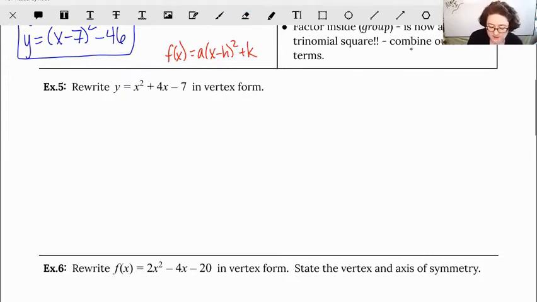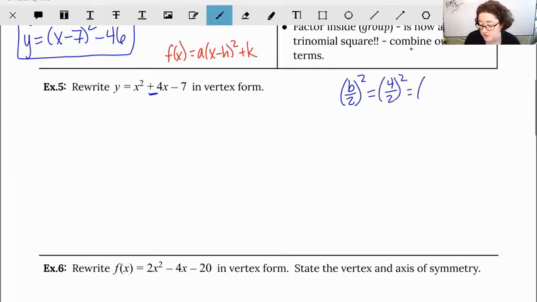I do, however, need to look at that b term, and I'm going to have to calculate b over 2 squared. I always write this off in my margin because I don't want to forget what those values are, and I want to make sure if there are any negative signs that I'm dealing with those appropriately. So our b term for this one is 4. 4 over 2 is just 2, and 2 squared is 4. So we're going to use those numbers when we rewrite things.